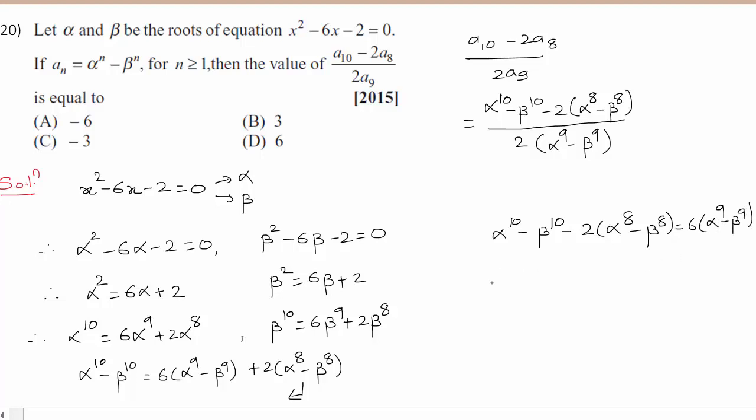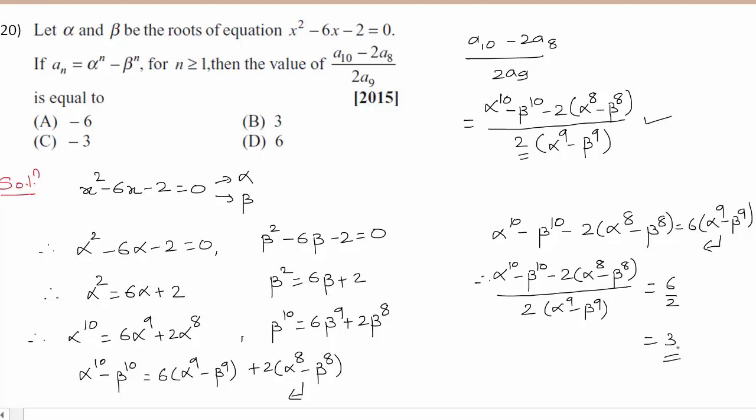Alright. Now, we should divide by this bracket: alpha raised to 10 minus beta raised to 10 minus twice alpha raised to 8 minus beta raised to 8, over, in the denominator, alpha raised to 9 minus beta raised to 9, is 6. So I have tried to arrange this term which is the required quantity. Now just this 2 is remaining. So to introduce that 2, we divide both sides by 2, and so this 6 upon 2 is 3, which is our required answer.